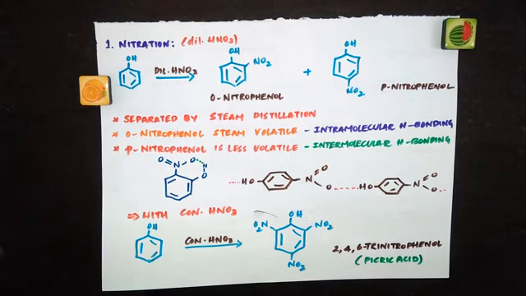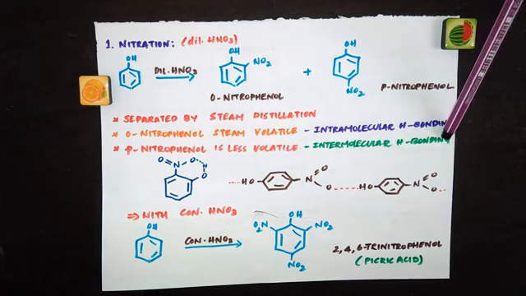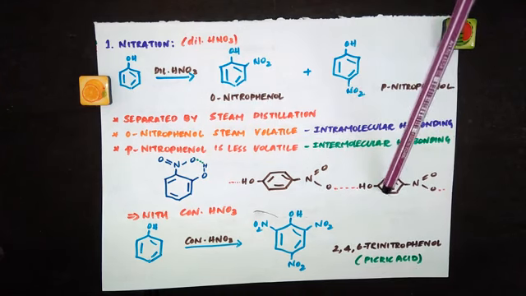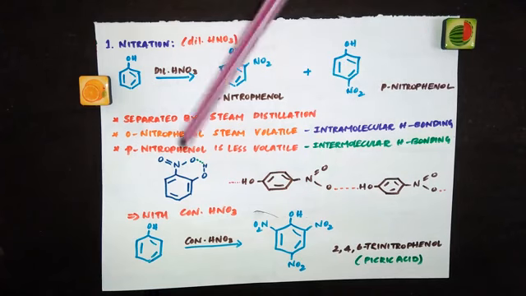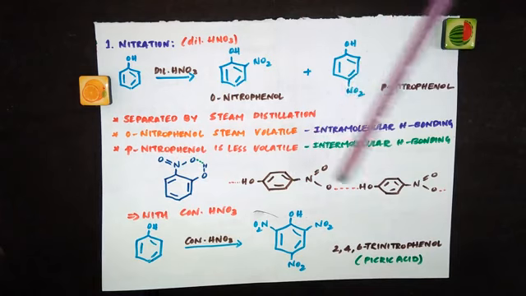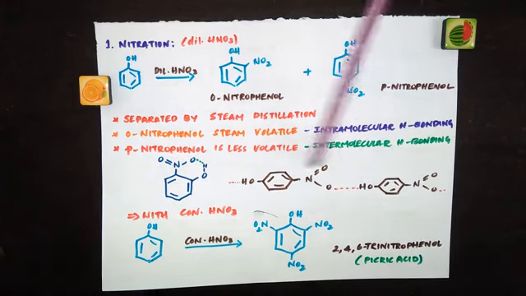So in the case of orthonitrophenol, they exist as individual molecules, so they rise along with the steam. But in the case of paranitrophenol, it is less volatile because of intermolecular hydrogen bonding, which means the bonding will be between two paranitrophenol molecules. Here it is within the same compound, here between two compounds. So they are bonded to each other, so they don't rise along with the steam.